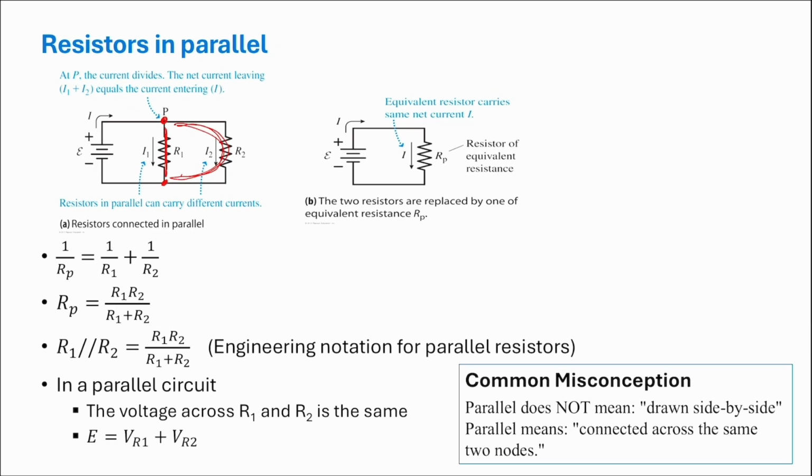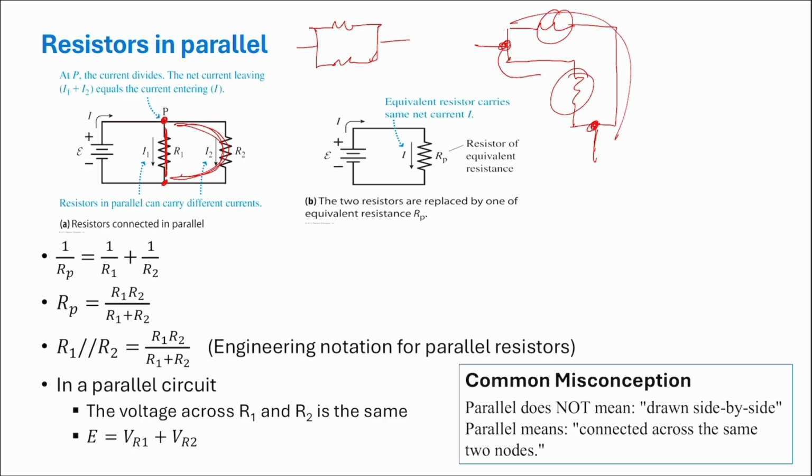So remember, when we draw this one, we draw it in parallel, but we can also draw it like this. These two are also in parallel because there are two nodes and two branches: 1, 2. Okay, now we want to find one resistor which can replace these two resistors.